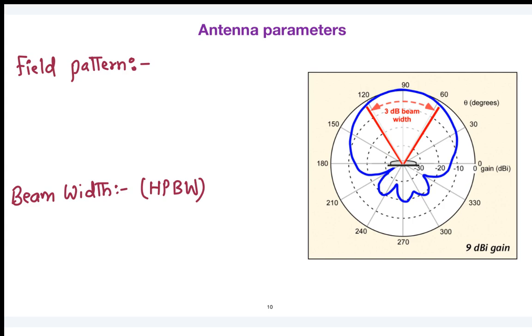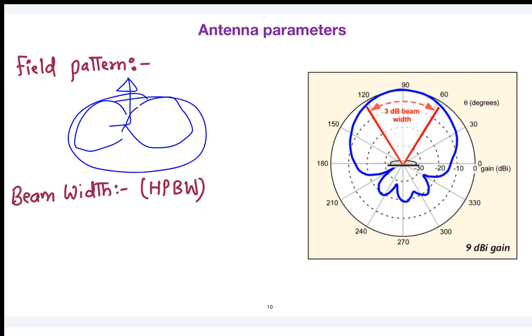Okay, suppose you have a dipole antenna. You know that the dipole antenna is an omnidirectional antenna, which means it can radiate almost equally into every direction. So you can see the radiation pattern of a dipole antenna. You may have something like a donut kind of shape, which covers a complete omnidirectional pattern.